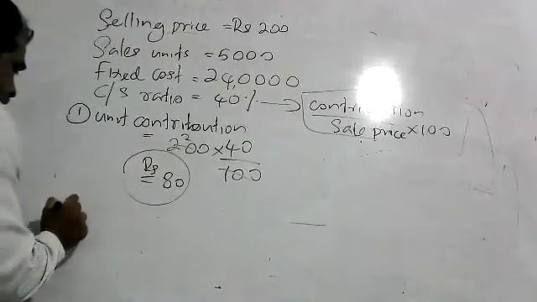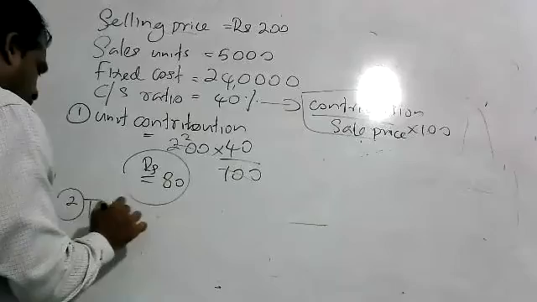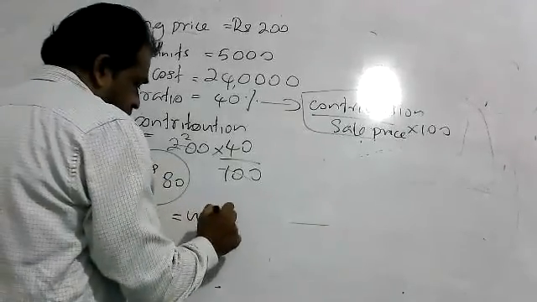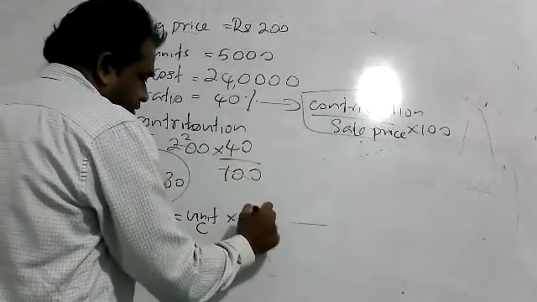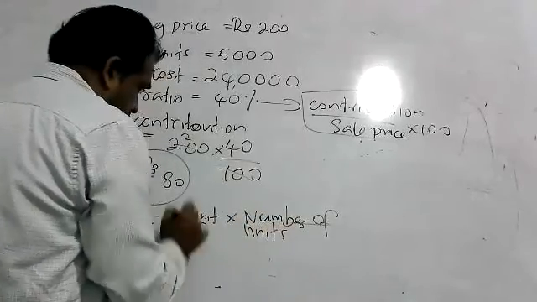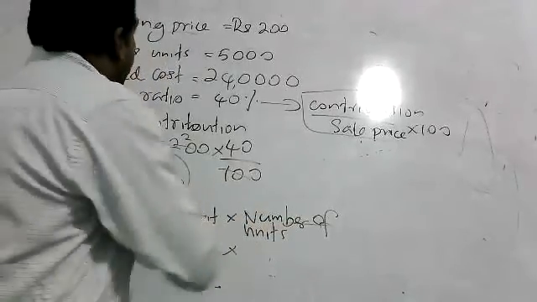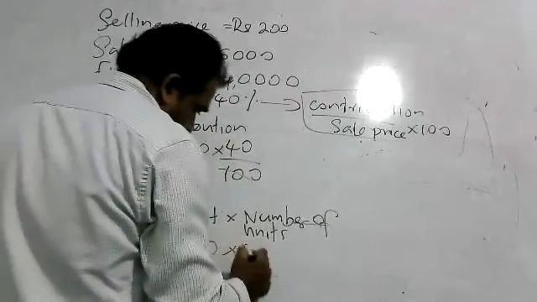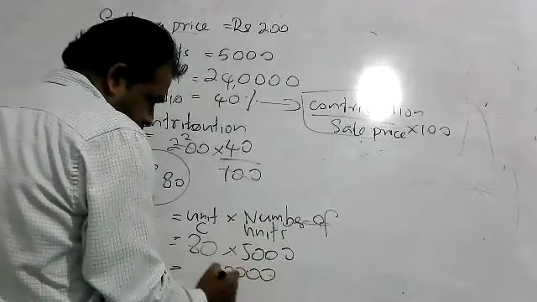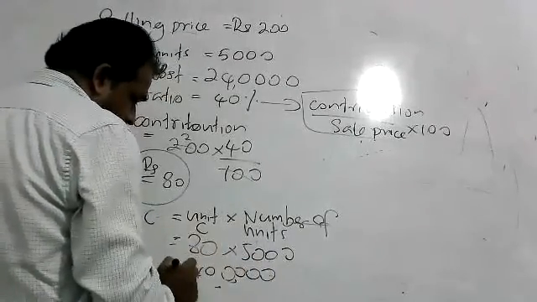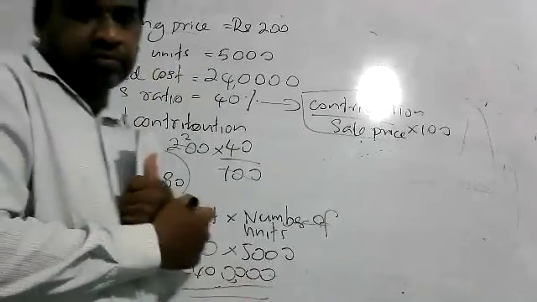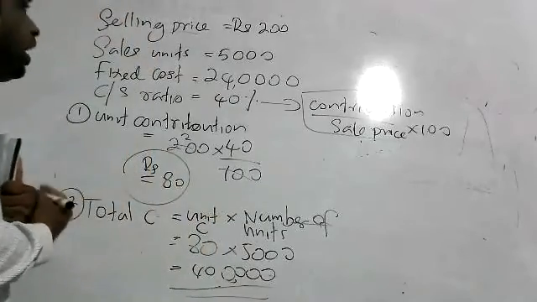Right. Then if you want to calculate total contribution, as you know, it equals unit contribution multiplied by number of units. Here unit contribution 80 into the number of units actually sold, 5,000. Then you can take 4 zeros and 40. You got 400,000 rupees as total contribution. Total contribution, that is the answer to question 2.